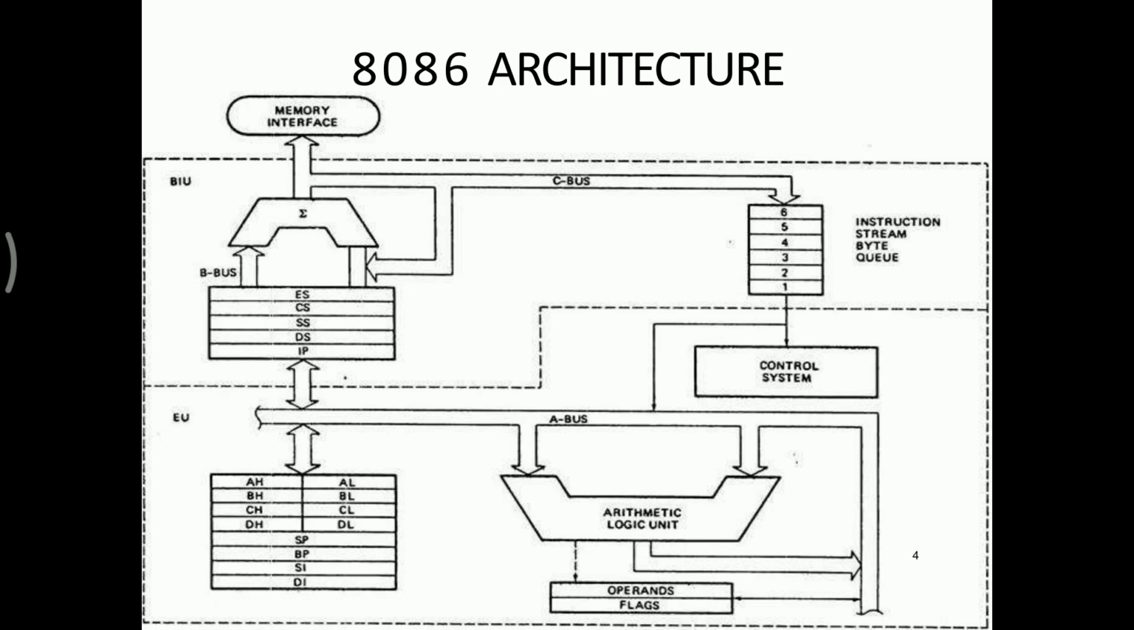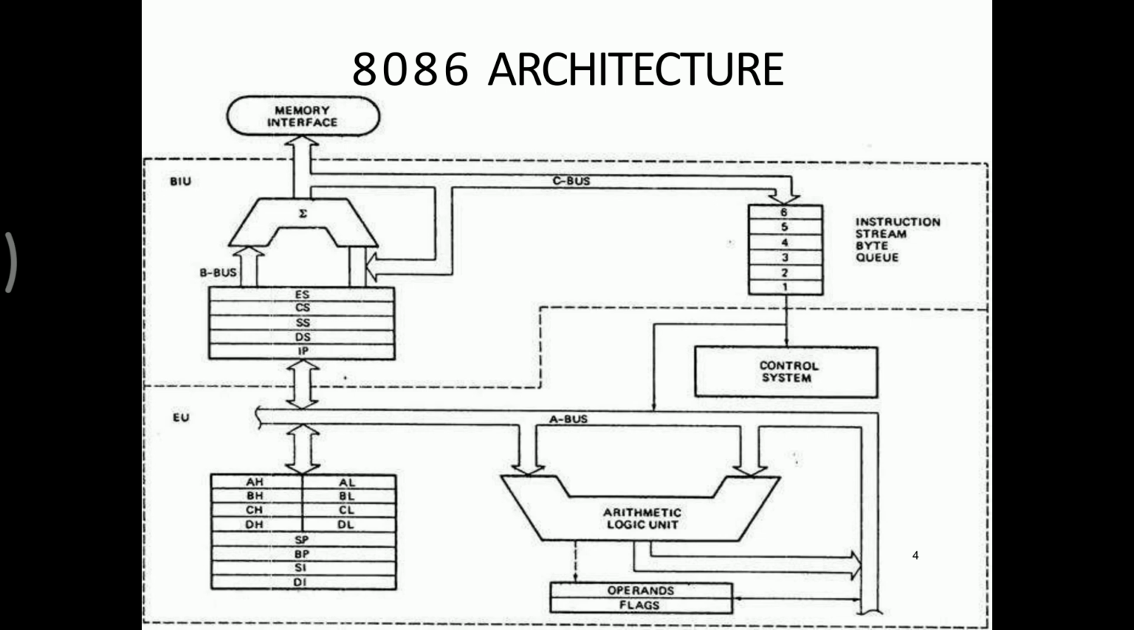microprocessor. This is the diagram of the 8086 architecture. Looking at this diagram, we can see the architecture is divided into two parts: the top one, the dotted portion, is the BIU, and the bottom one is the EU. What is BIU? BIU is the bus interface unit, and the second one is EU, the execution unit. So we have two sections, and all the arithmetic operations will happen in the execution unit.